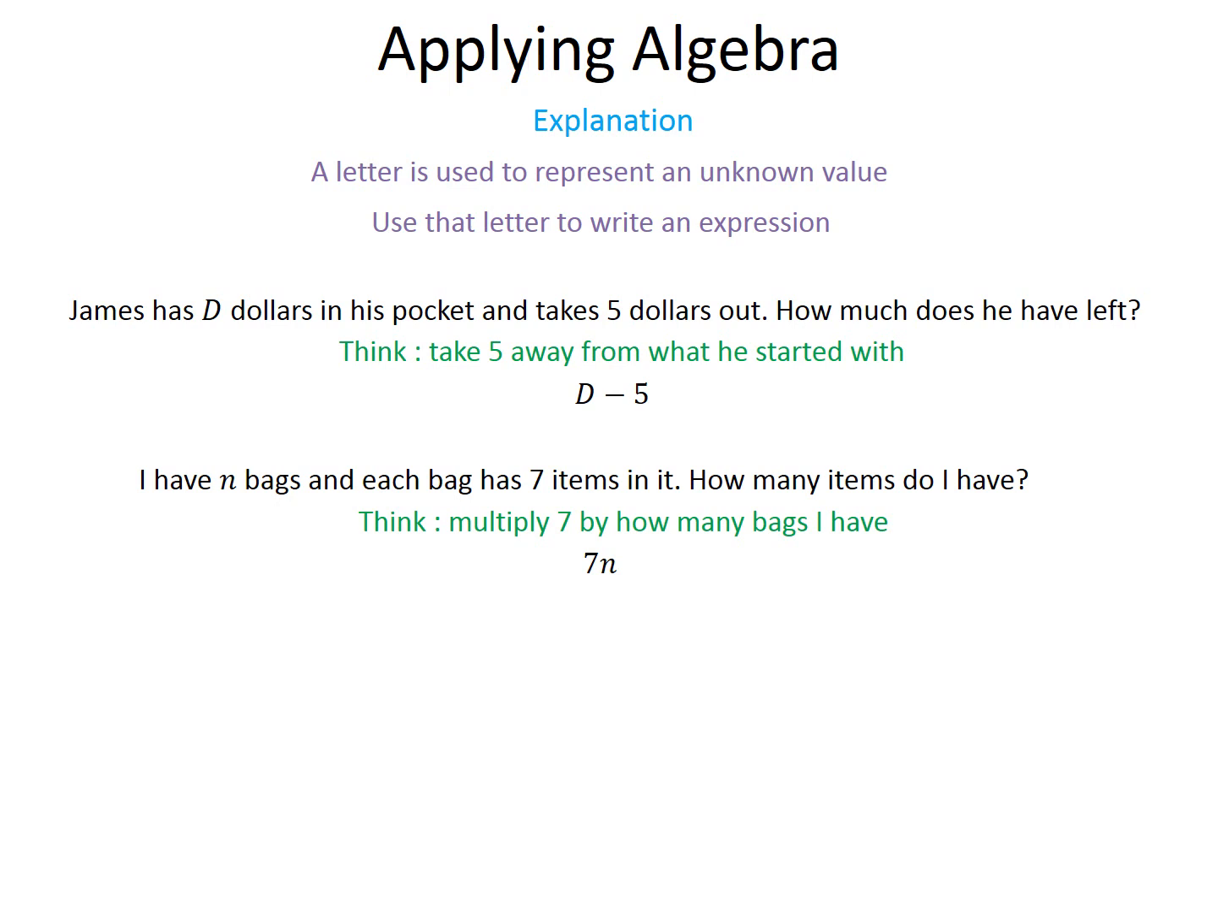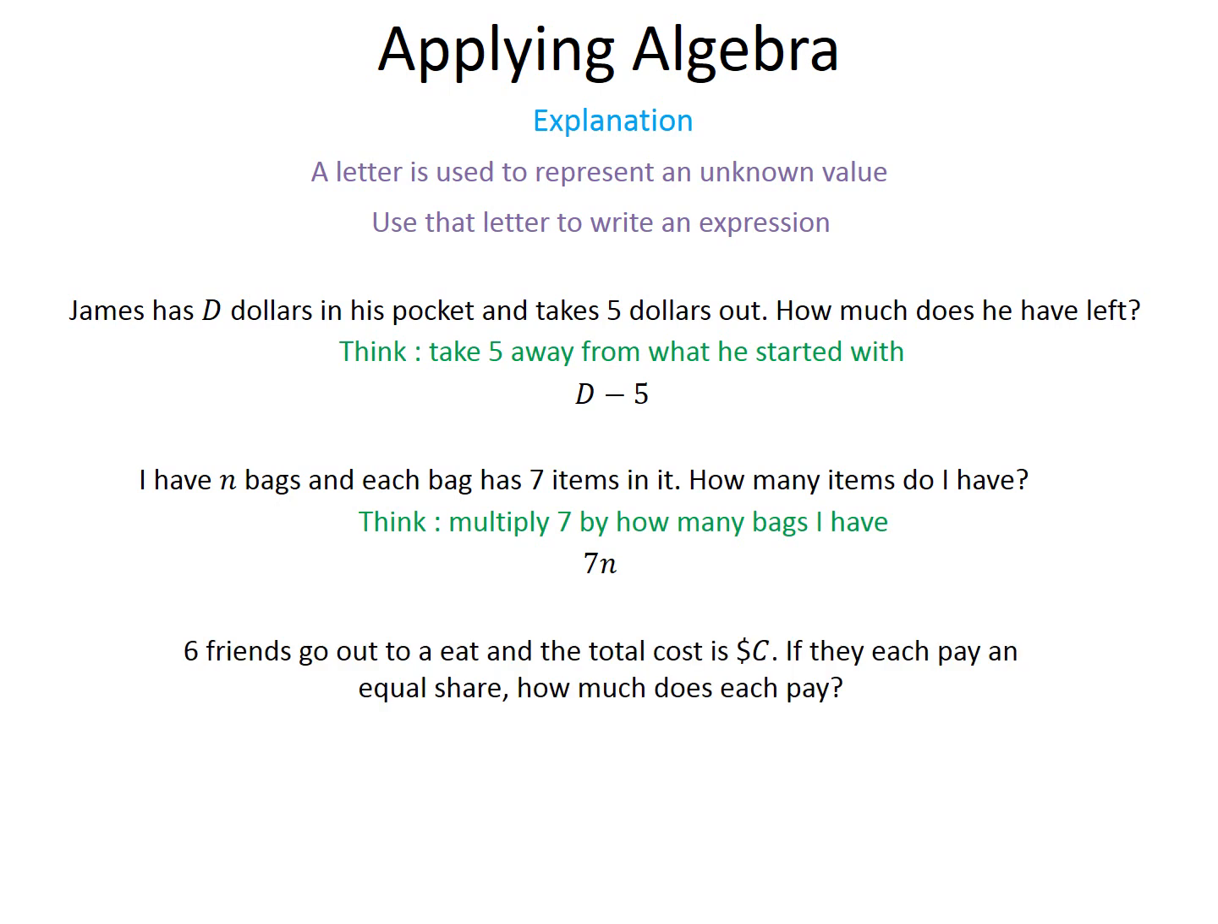Another one we can look at is if we've got 6 friends going out to eat and the total cost is C dollars. How much do they pay if they're all paying an equal share? And again, let's think of it without the algebra. If it costs a certain amount and there's 6 of us, how do we work out how much each one has to pay? Well, we're just going to do the certain amount divided by 6. So the cost, whatever it costs, divide that by 6. That tells you how much I've got to pay, how much you've got to pay, etc.